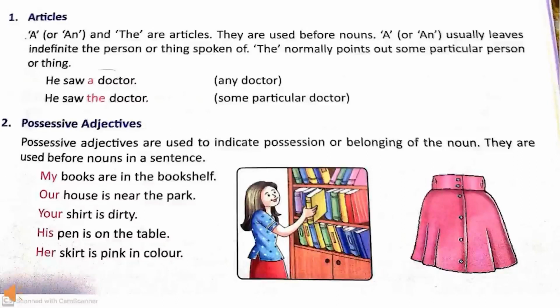Our house is near the park. Here our is used as a determiner. Your shirt is dirty, his pen is on the table, her skirt is pink in color. In these sentences, your, his, her, these possessive adjectives are showing possession, belonging or ownership, and these are used as determiners.